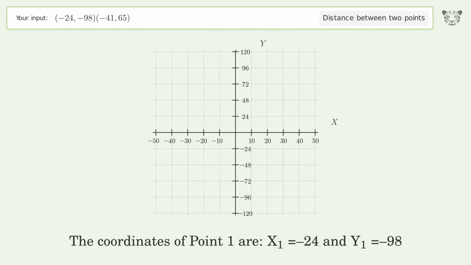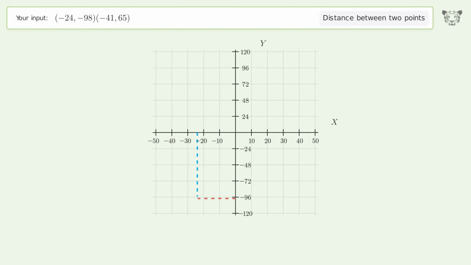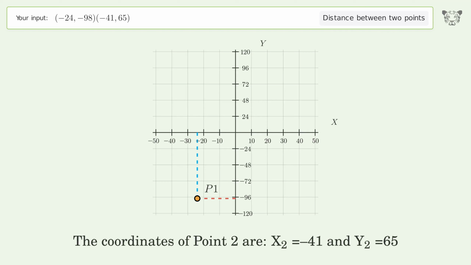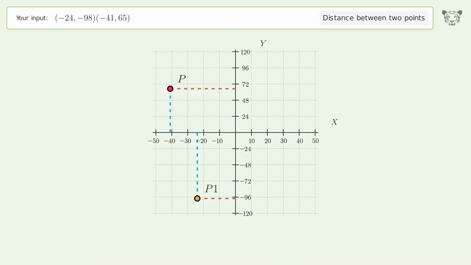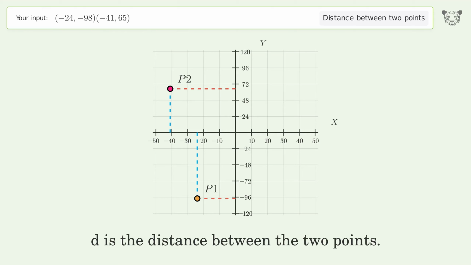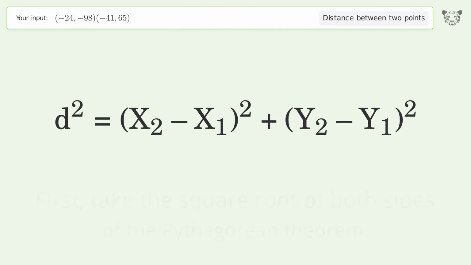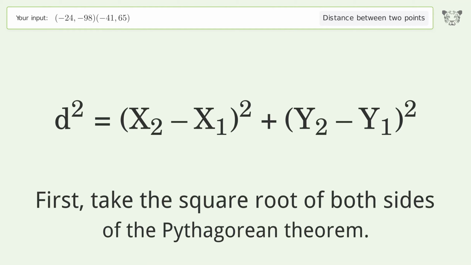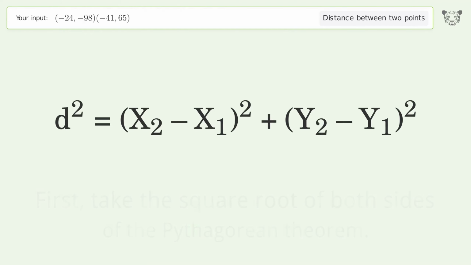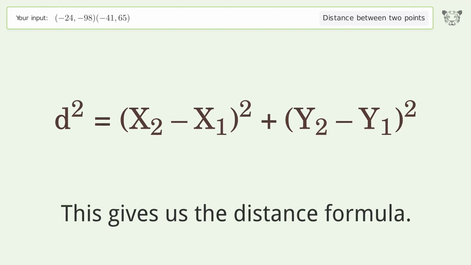The coordinates of point 1 are x1 equals -24 and y1 equals -98. The coordinates of point 2 are x2 equals -41 and y2 equals 65. D is the distance between the 2 points. First, take the square root of both sides of the Pythagorean theorem. This gives us the distance formula.